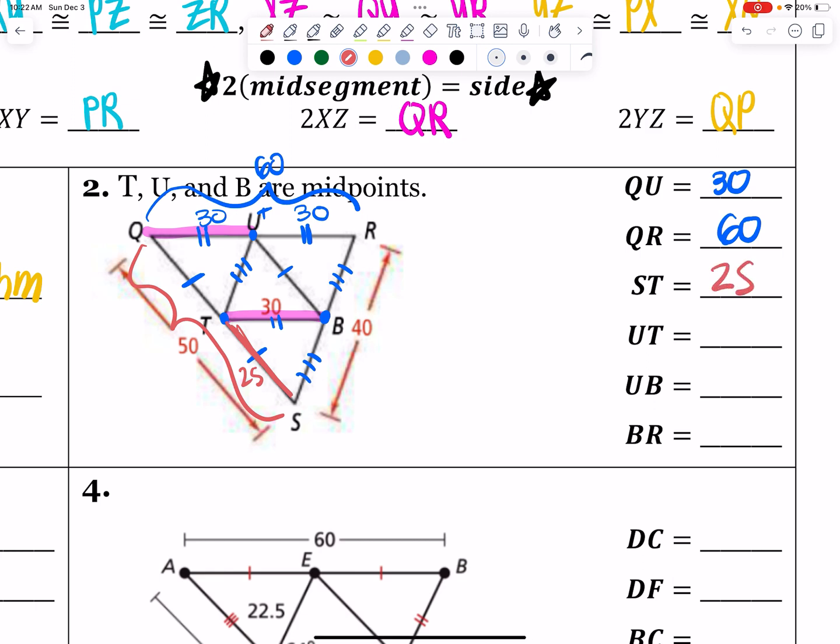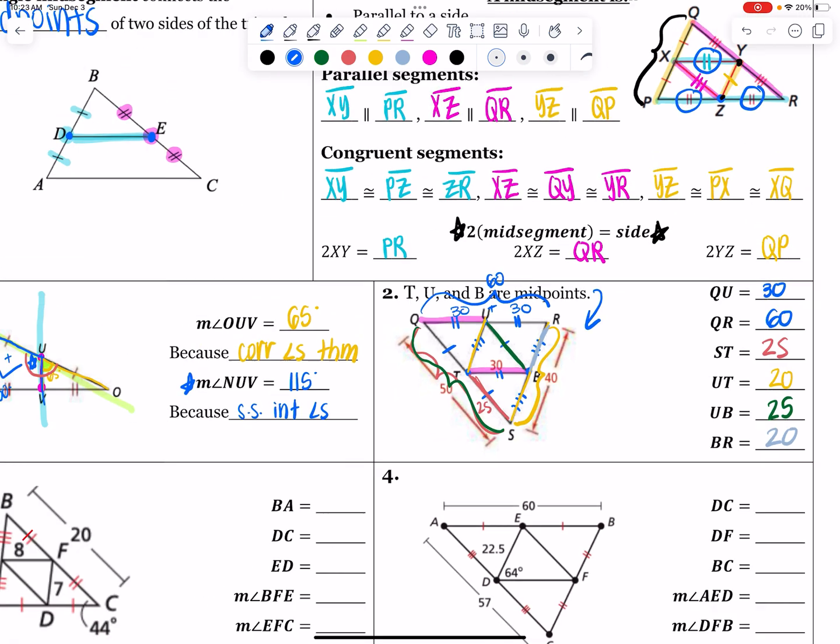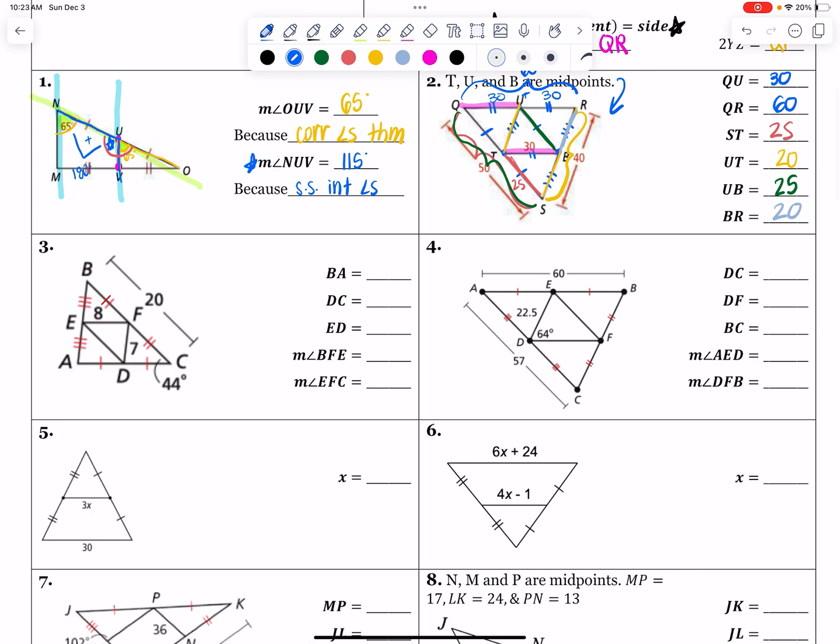Okay, and then how do I find U to T, which is this piece right here? That faces the same way as the 40, which is the whole amount. That's the third side. That means that UT must be 20. All right, it then wants us to find U to B, which is facing the same way as the 50. So I know that it's going to be half of that since that's the midsegment. And then last but not least, it wants us to find B to R. B to R goes from here to here. That is half of the whole thing, which is 40, so it's 20. So I can find all of these missing pieces simply from the fact that it told me that those were midpoints. If it didn't tell me that, I would not have been able to solve for any of those missing pieces.